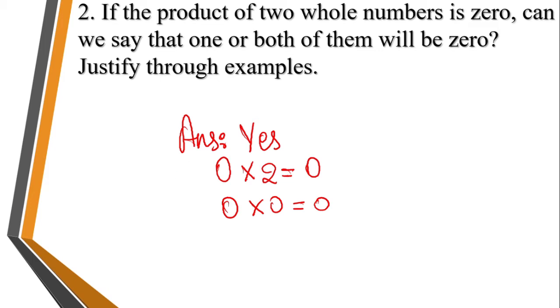And we should justify through some examples. So here we have some examples, right? 0 multiplied by any number will give 0, and 0 multiplied by itself is also 0. So these are the examples.